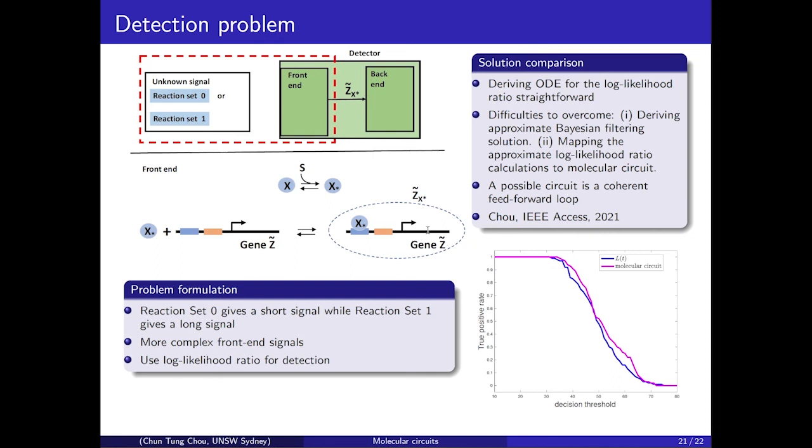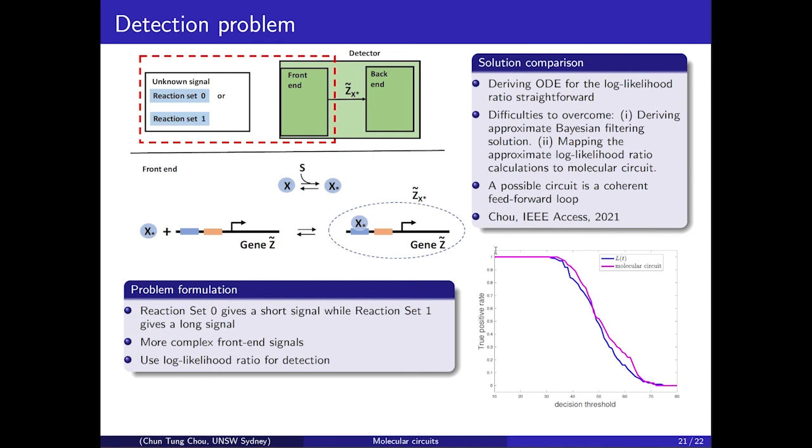A lot of the solution to this problem is quite similar to what you have seen before. We can derive an ODE for the log-likelihood ratio. That becomes quite straightforward because of the tools that we have developed. There are some difficulties still to overcome, namely deriving an approximate Bayesian filtering solution and mapping the ODE that we have found into a molecular circuit implementation. What you find is that this circuit can be implemented by what we call a coherent feed-forward loop.